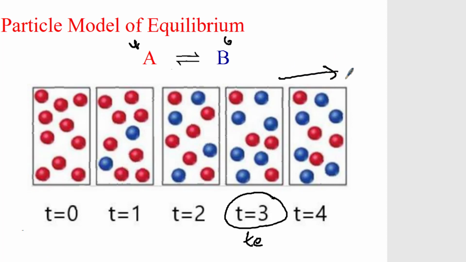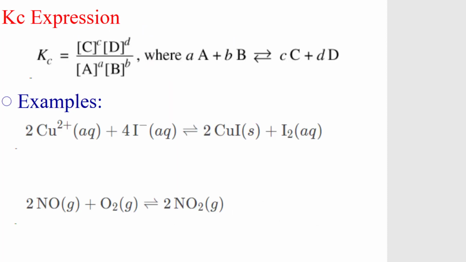You can see from this point on, the concentrations are going to stay the same unless something from the outside has happened, some sort of change has happened to my reaction at equilibrium. From this point on, we will be at chemical equilibrium with 4 red particles and 6 blue particles. It doesn't mean they're not exchanging back and forth. It means the concentrations are going to stay the same from this point on, and that means we are at equilibrium.